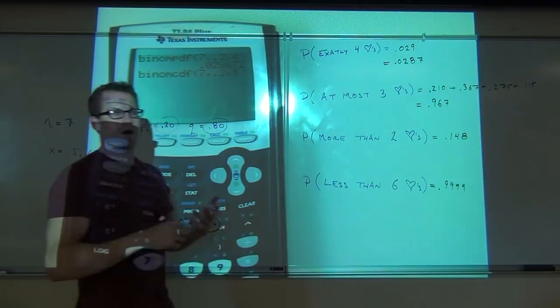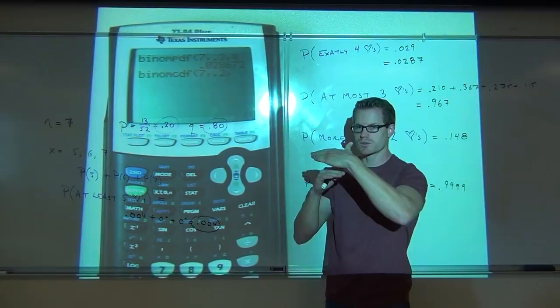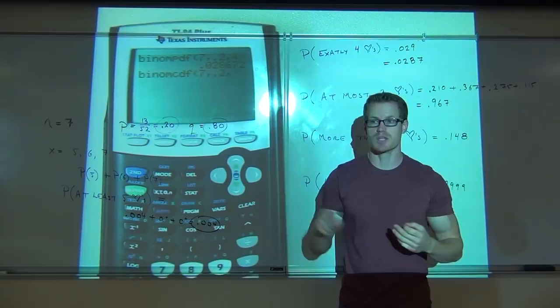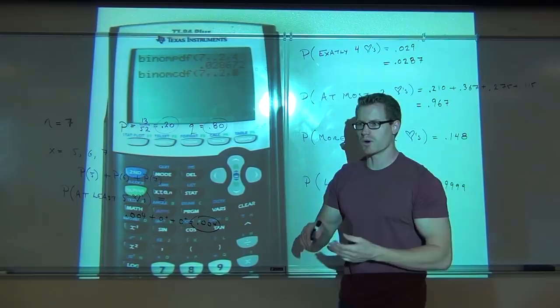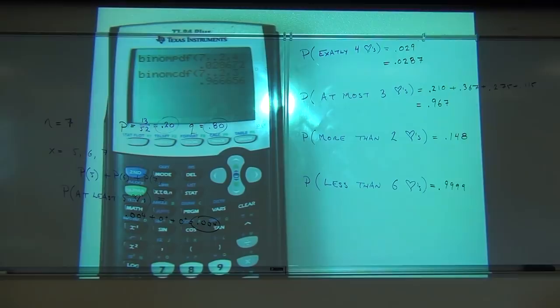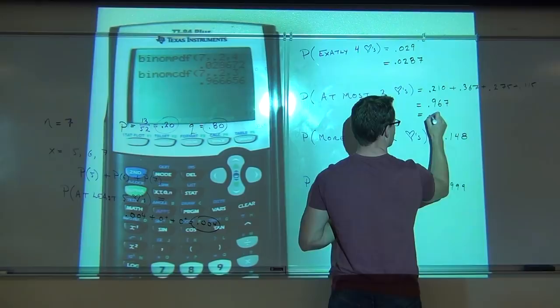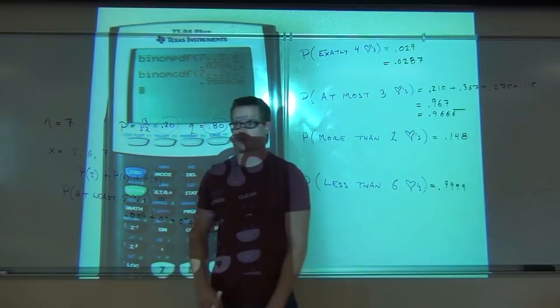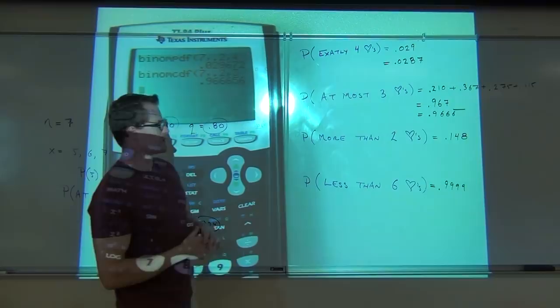Do we want to go up to 3 non-inclusive or up to 3 including 3? Listen, if you want to include the 3, you put the 3. If you don't want to include the 3, you put the 2. Does that make sense? So we want at most 3. That means 0, 1, 2, or the 3. We're going to put the 3. This is going to add up to the 3, including the 3. And it's going to give you 0.9666. Does that round to 0.967 like your table suggests? Yes. Absolutely.